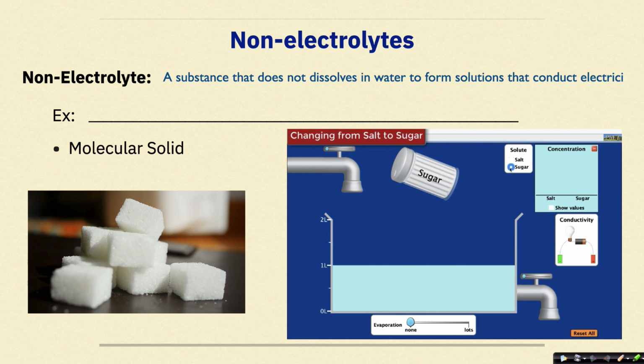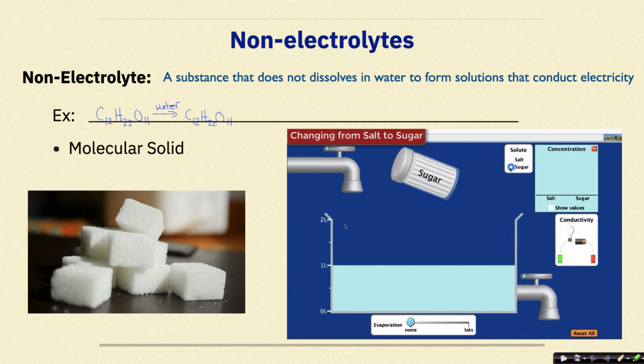A non-electrolyte is a substance that does not dissolve in water to form solutions that conduct electricity. So an example could be sucrose, which is C12H22O11. When that is dissolved in water, the intermolecular forces that hold the sucrose molecules together will break, but the sucrose molecule itself will not. No covalent bonds are broken as sucrose dissolves in water, otherwise known, of course, as table sugar.